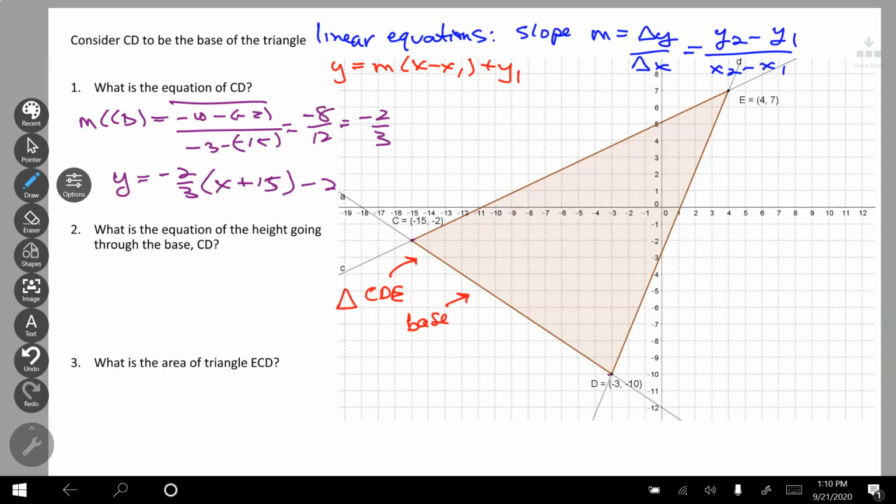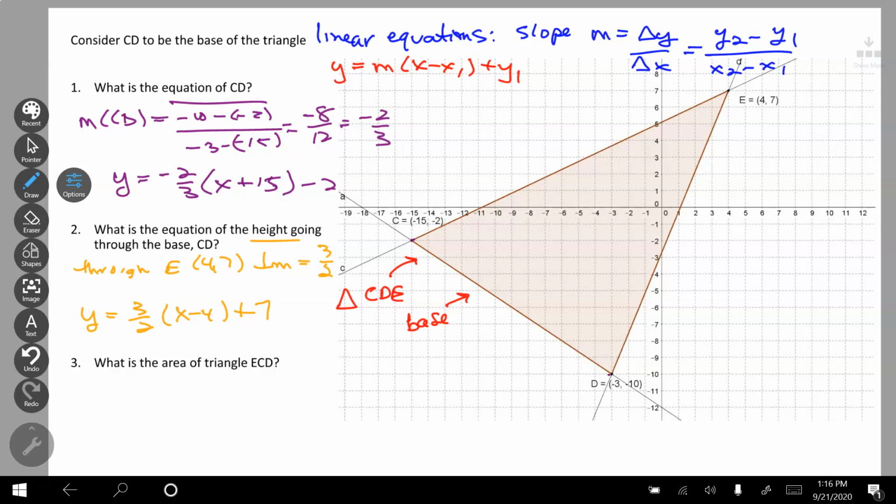So is the equation of the height going through CD? So I have to go through point E. So to be a height equation, I have to go through point E, which is 4, 7. I need the perpendicular slope, which is 3 over 2. So y equals 3 over 2 x minus 4 plus 7.